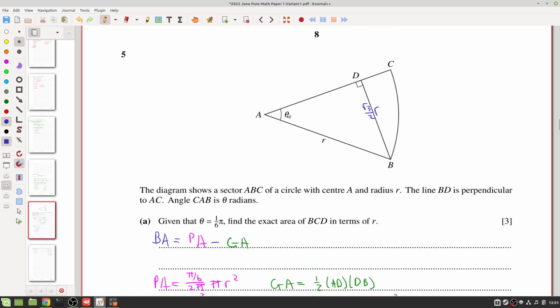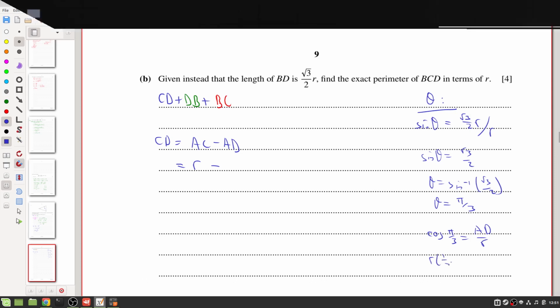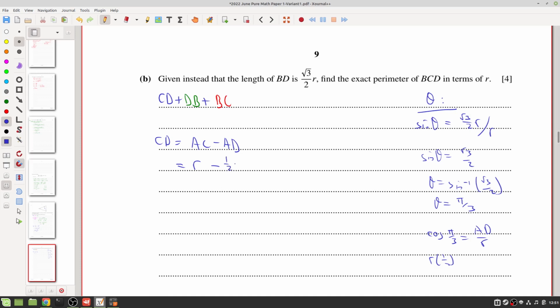So this distance is then cos pi over 3 equals AD over R. So AD is R times cos pi over 3. Cos pi over 3 is a half, so that's a half R. R minus half R is a half R, so that's CD. Then DB, we're told, is root 3 over 2 R. And then BC.